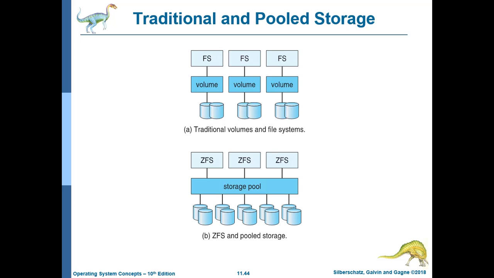This is an illustration of traditional and pooled storage. For the traditional volume, for example, we have the file system, and it has its own volume on a set of disks. Then for ZFS and pooled storage, we have three file systems connected to the storage pool, and the hard disk drives are also connected to the storage pool. Unlike with letter A, where a particular file system is assigned to a particular hard disk drive, for ZFS the file system can use as many disks as permitted.